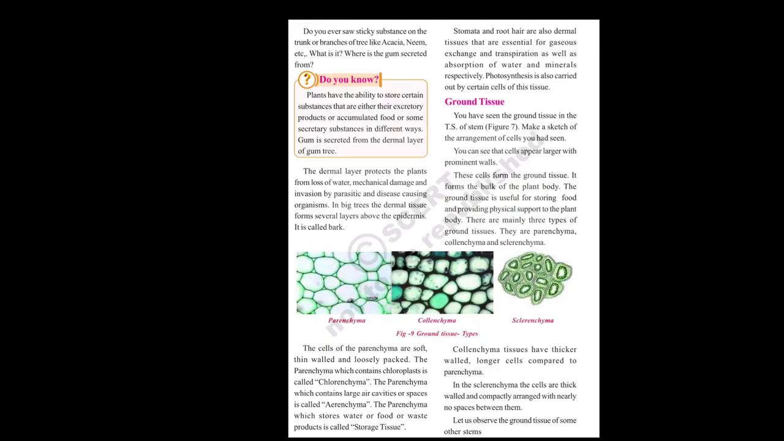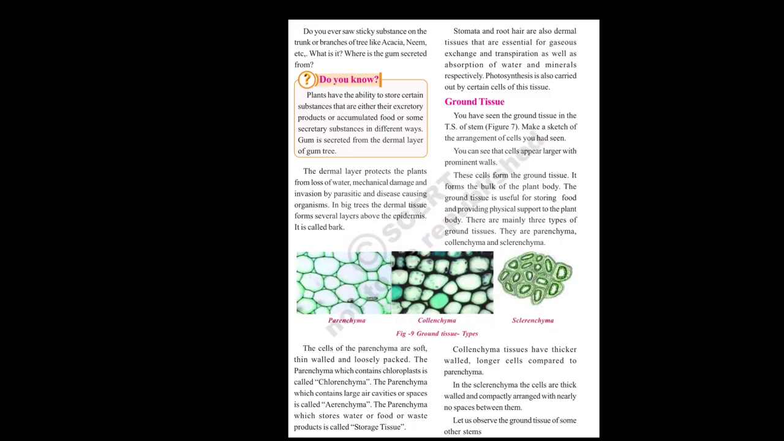It is mainly used for storing food and giving physical support to the plant. The ground tissue is helpful in storing some amount of food, and it also gives physical support to the plant. At the same time, the ground tissue is mainly of three types: Parenchyma, Collenchyma, and Sclerenchyma. We will discuss them one by one.